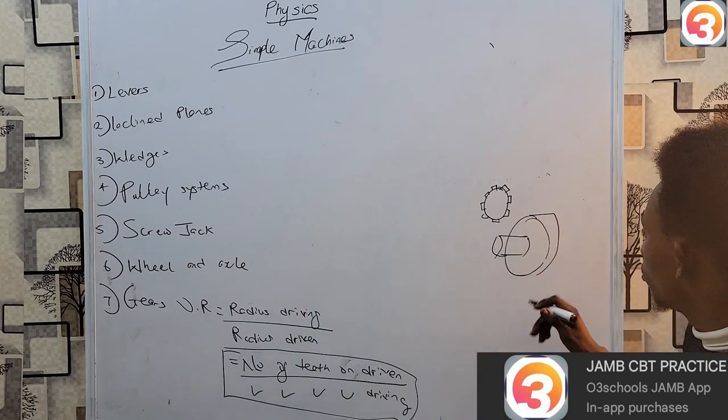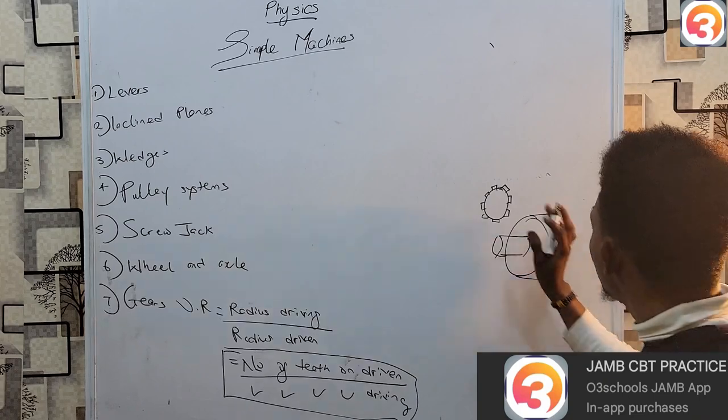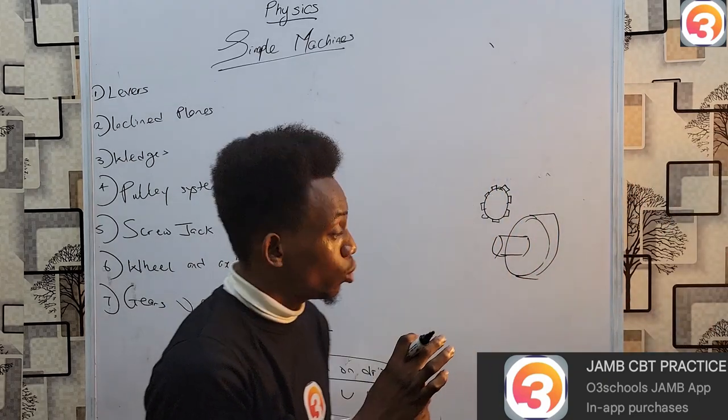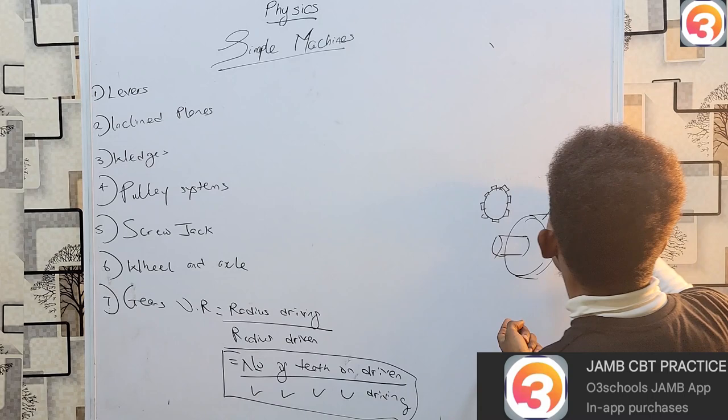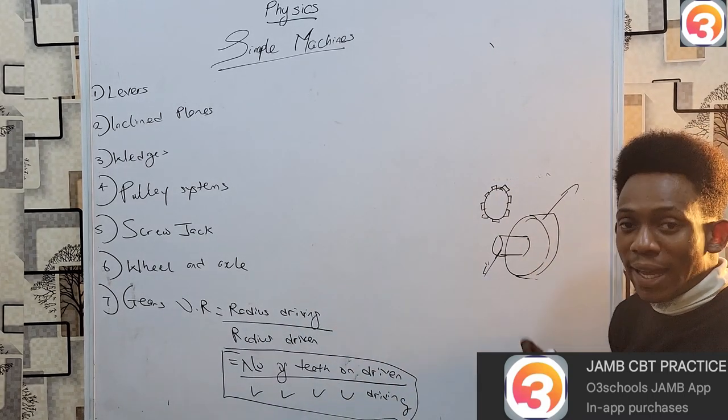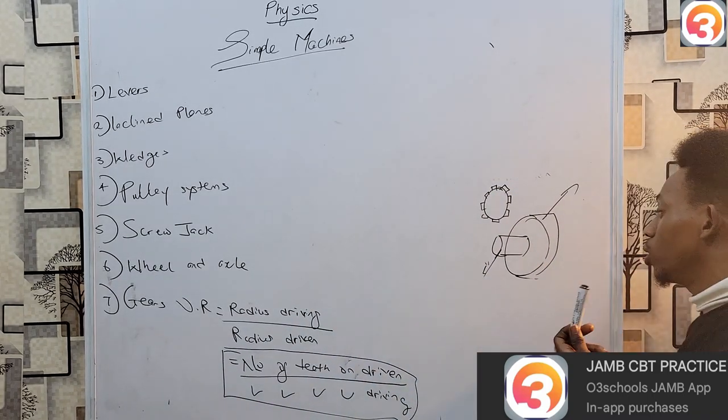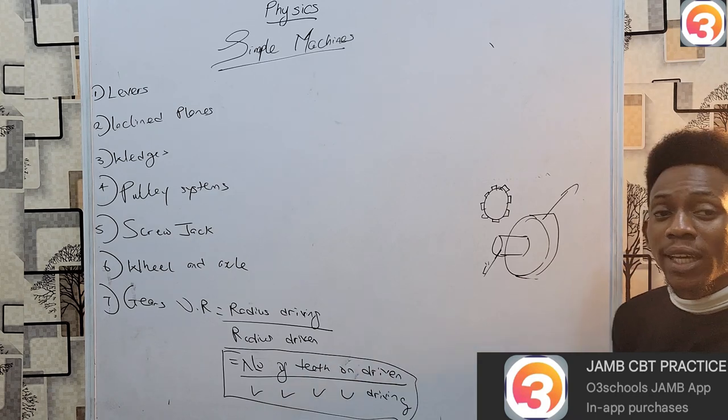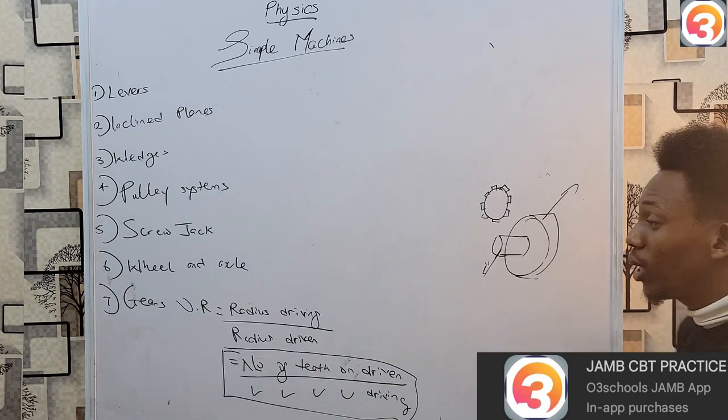Something of this nature. So we have this bigger cylinder, the smaller cylinder attached to it. Now the bigger one is the wheel and the smaller one is the axle. So as you turn the wheel, the axle turns. And you can use that to lift weights and other things.